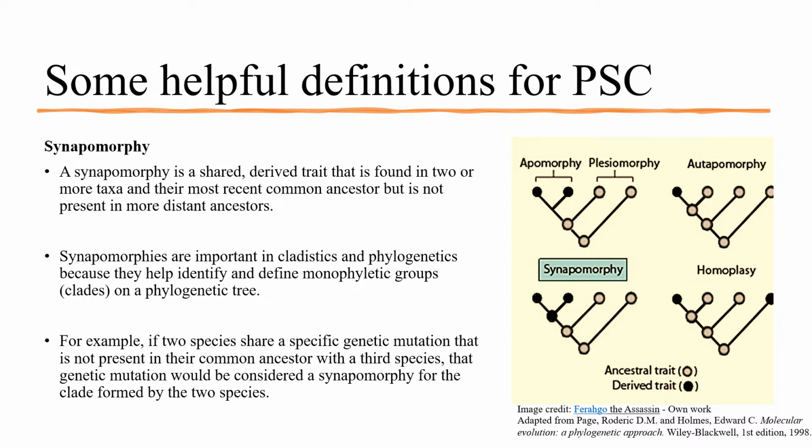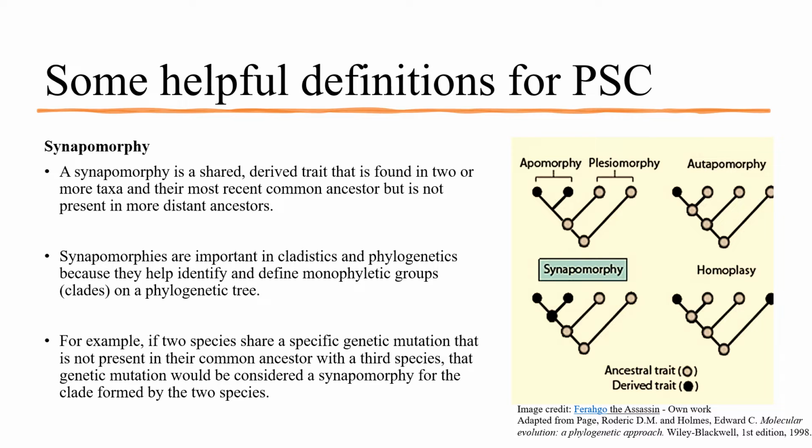Now, what do those shared traits and synapomorphies mean? A synapomorphy is a shared derived trait that is found in two or more taxa and their most recent common ancestor, but it's not present in more distant ancestors. Synapomorphies are important in cladistics and phylogenies because they help identify and define monophyletic groups or clades on a phylogenetic tree.